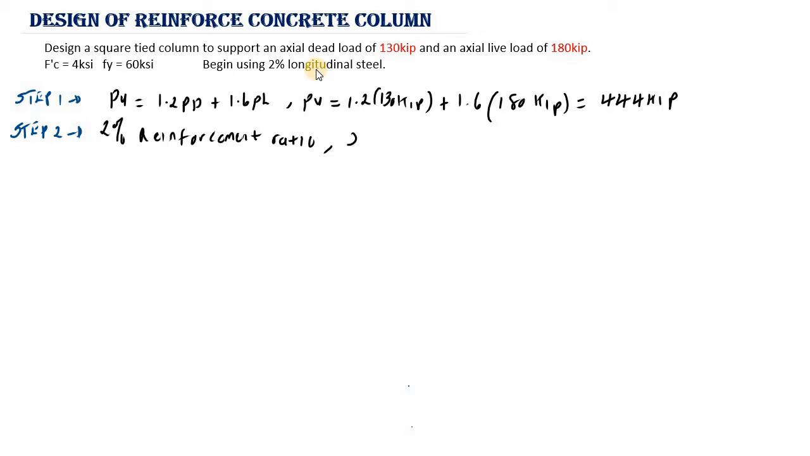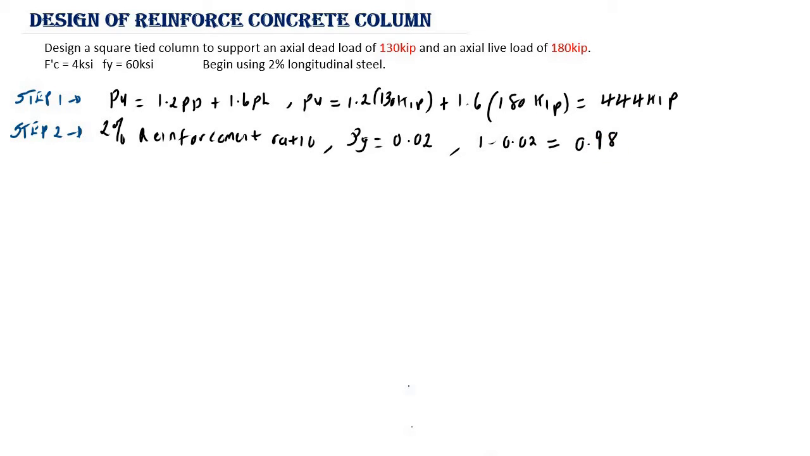So this is basically rho g. If this is 2%, then all you need to do is divide this by 100. You are going to get rho g, which is 0.02. So 2 divided by 100, you are going to get 0.02. This is the reinforcement ratio. You can also get the amount of concrete we have in a column. You just need to subtract 0.02 from 1. So 1 minus 0.02 is going to give us 0.98. What this means is the amount of steel we have in the column is 2%, while the amount of concrete we have in the column is 98%.